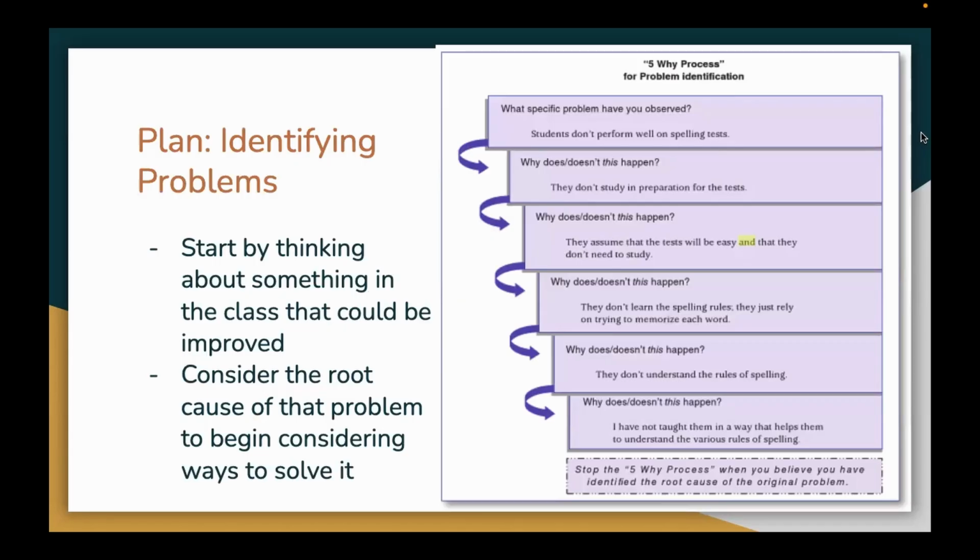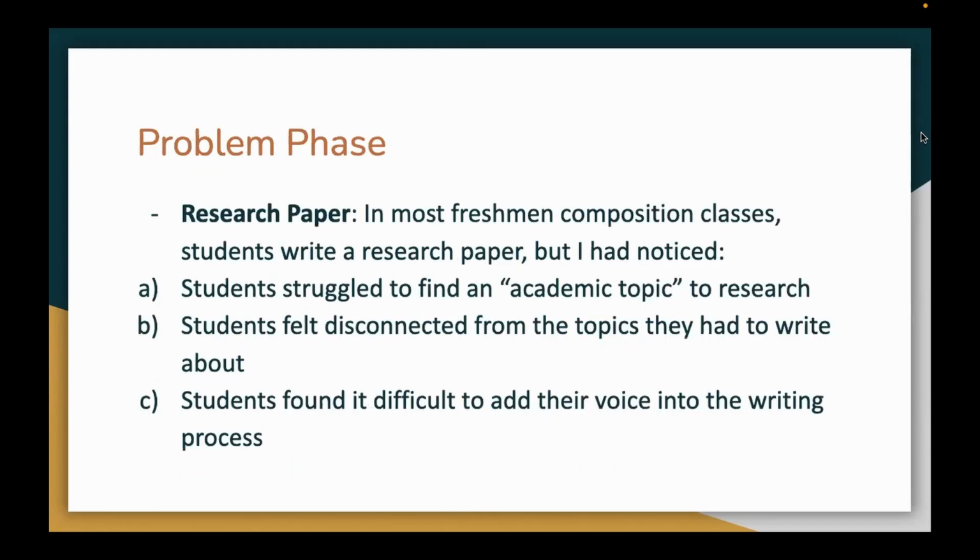And as Betsy said, the first step to any action research is thinking about some type of problem. So thinking about something that could be improved in the course design. And one thing that I had noticed was related to the research paper. So based on my own experience and also my experience teaching composition courses, I found that students often struggled with this part of the class, writing a research paper, for a couple different reasons.